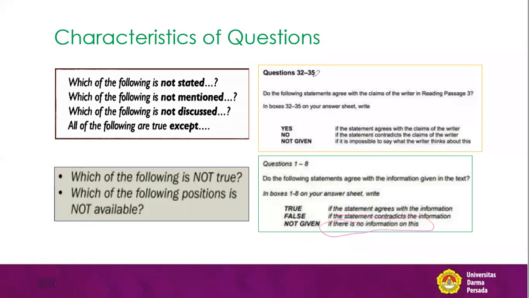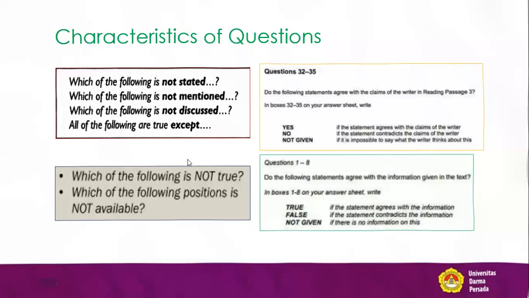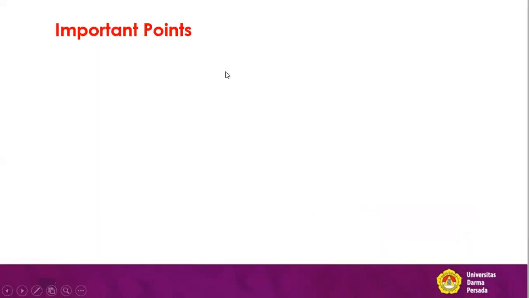Everybody, as you can see in IELTS, you have question 1 to 8, and then you have question 32 to 35. So you can imagine how IELTS looks like. Okay. This is something theoretical. Now we are going to continue to the next one. Important points. What is the first important point?